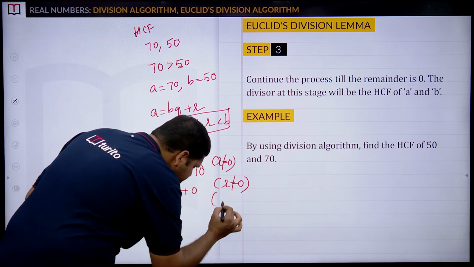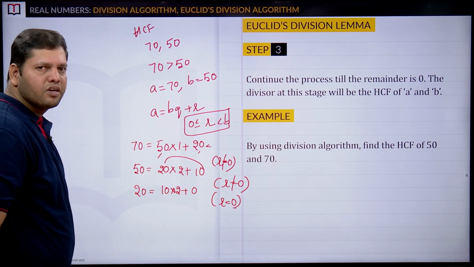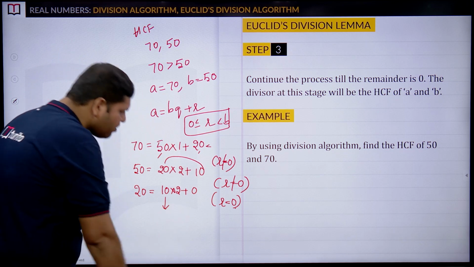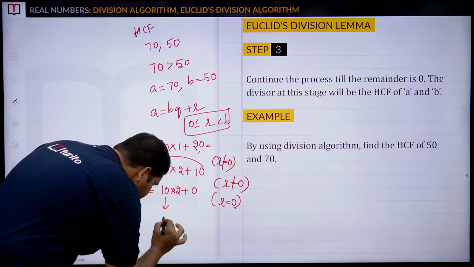So here what can I say, children? Remainder R is equal to 0 here. So remainder R is equal to 0, meaning here we got 0 with divisor 10, isn't it? So we can say HCF is 10.